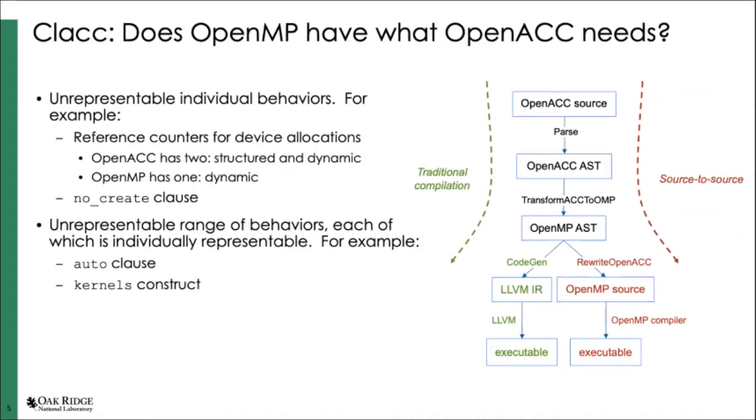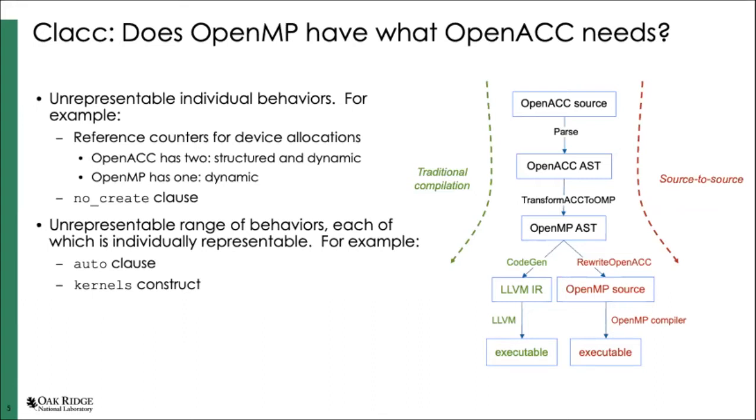So one important question is whether OpenMP can actually represent all the features required for translating OpenACC. The answer is no, it cannot. So I'd like to divide these cases into two categories. First, there are unrepresentable individual behaviors. For example, OpenACC specifies two reference counters for tracking allocations on target devices, a structured reference counter and a dynamic reference counter. But OpenMP specifies only one. Some OpenACC applications will not function correctly if you attempt to implement them with only one reference counter. You will end up with premature deallocations from device memory.